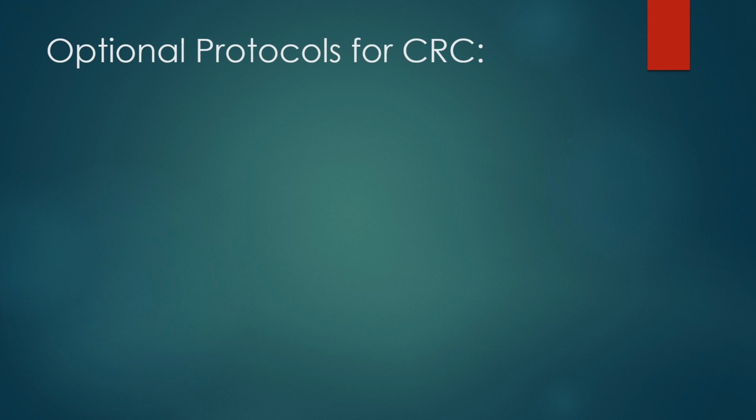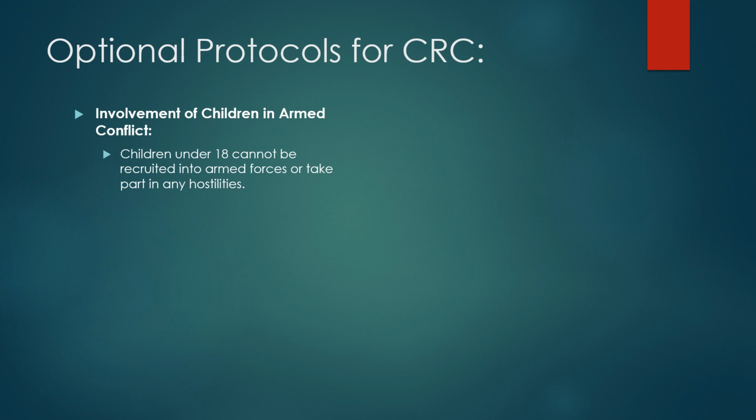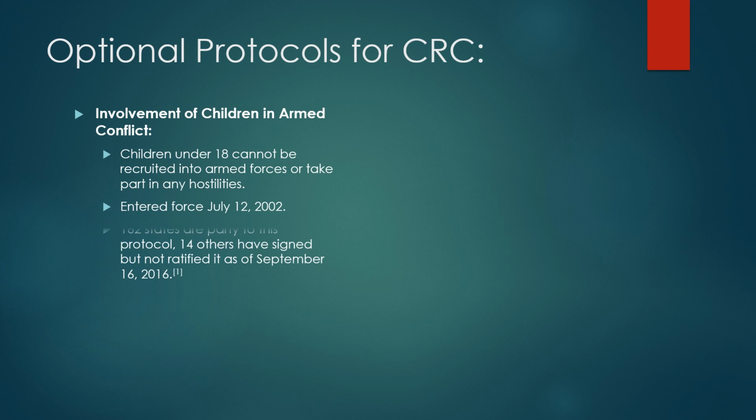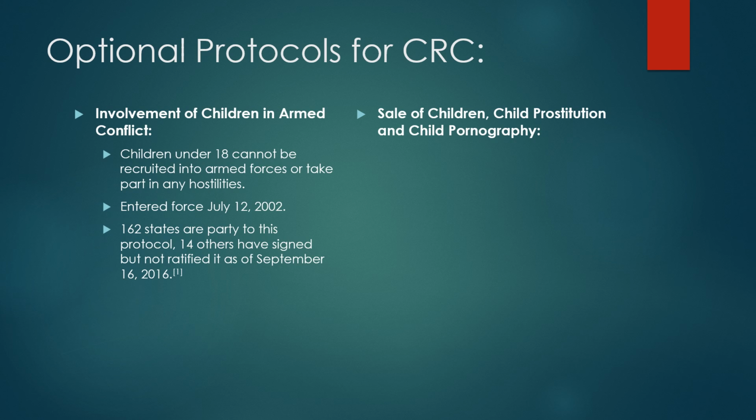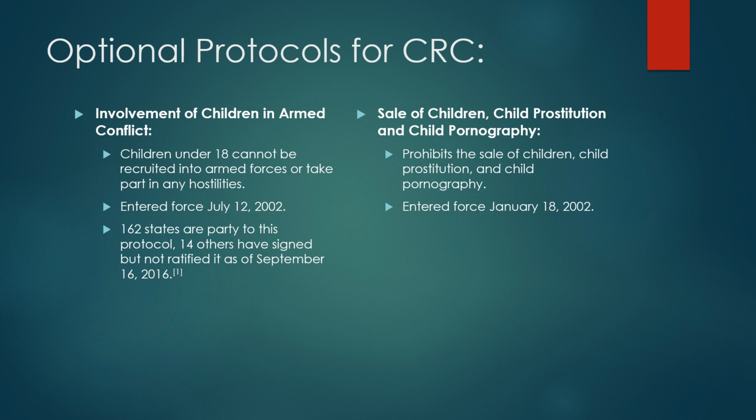The Convention on the Rights of the Child includes 3 optional protocols, the first of which covers the involvement of children in armed conflict. This states that children under the age of 18 cannot be recruited into the armed forces or take part in any hostilities. This protocol entered into force July 12, 2002. 162 states are party to this protocol. 14 others have signed but not ratified it as of September 16, 2016.